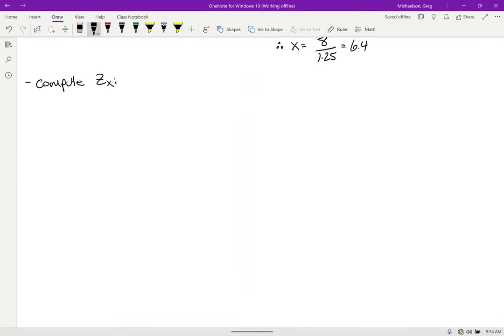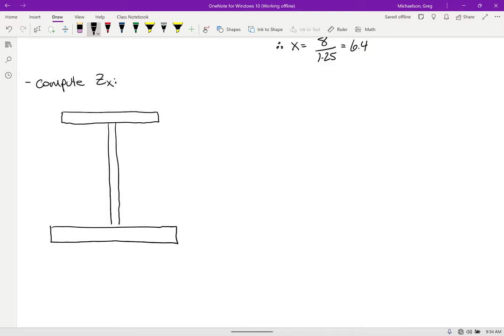Okay, so I'm going to redraw my cross section again. That was 14 by 3/4, right? The top flange? Yep. Okay. All right. So .6. Okay. And then this is 5/8. Okay. I'm an engineer, so I like tables.